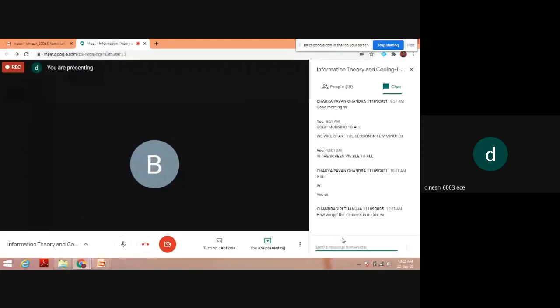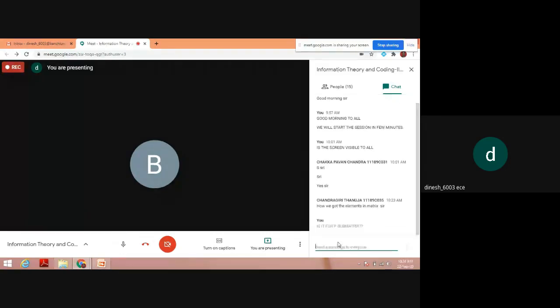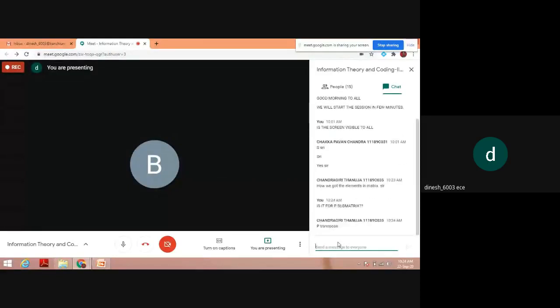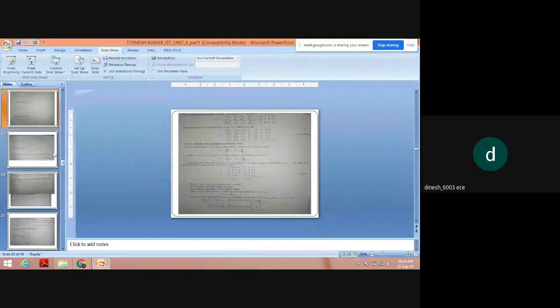How do we get elements in the matrix? You're asking for the P matrix? I'll type it. Is it for the P submatrix, or P transpose? Okay. I'll show you, just a minute. The P transpose is obtained from our given question. So I'll show you that.